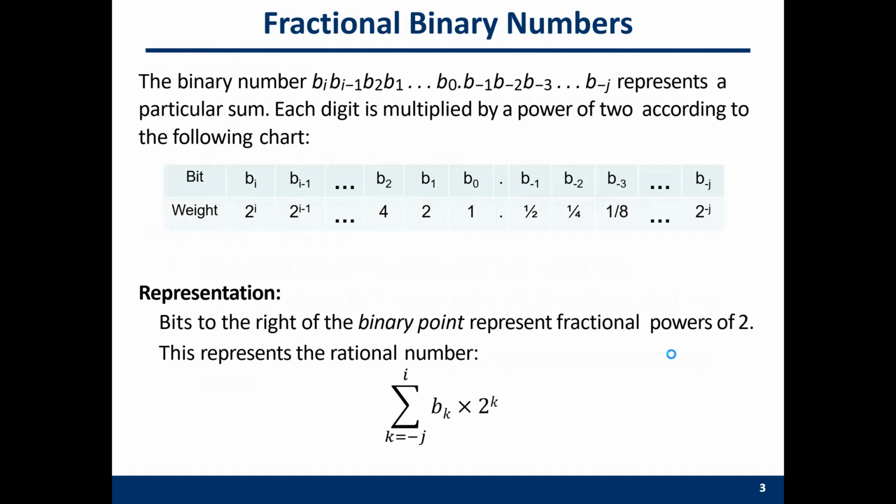So here is a binary number. Unlike the pure binaries, this binary actually has a binary point. In this way, it can represent values smaller than 1. For example, this bit indicates 2 to the minus 1, and this bit 2 to the minus 2, and then 2 to the minus 3.